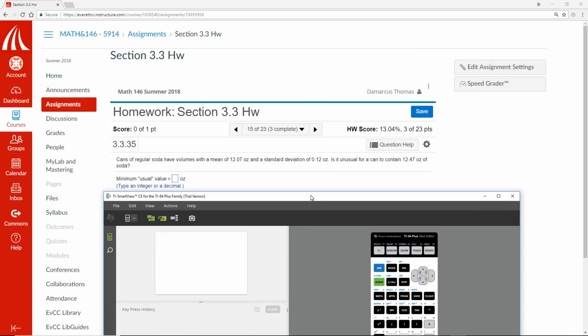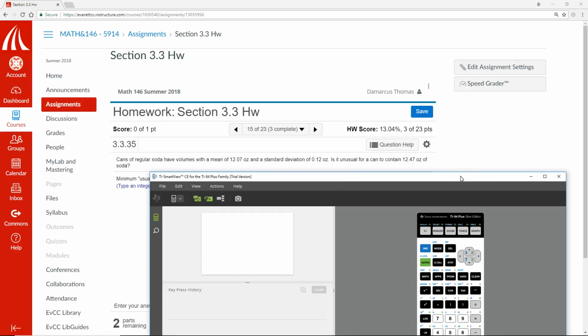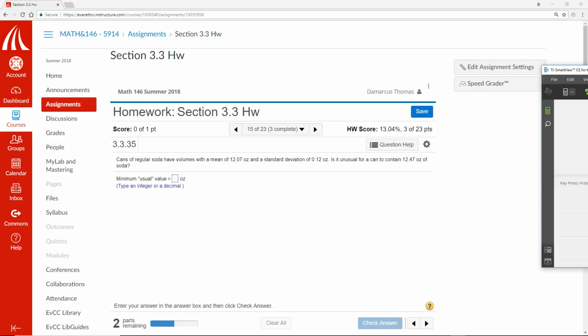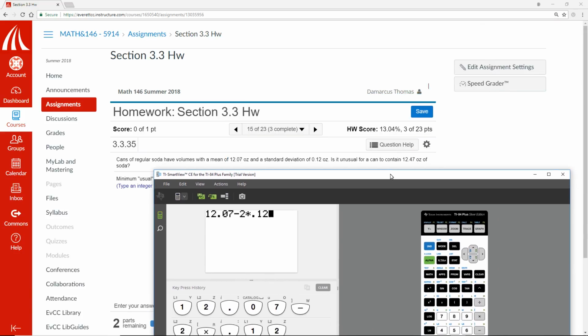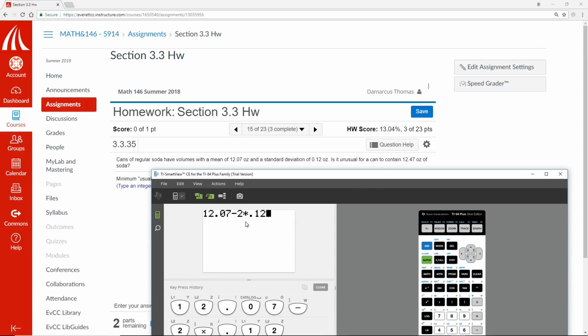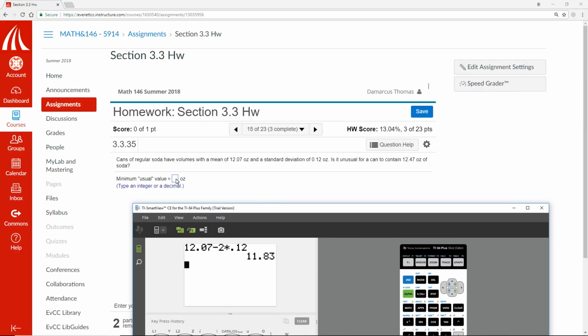So the first question is, what's the minimum usual value? We'll take the mean and subtract two deviations from it, and a deviation is 0.12. So I took the mean of the weight minus 2 times the standard deviation to get the minimum usual value at 11.83.